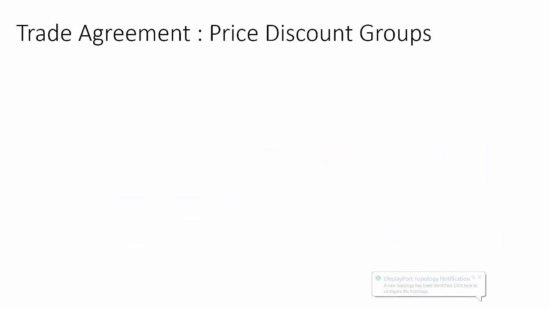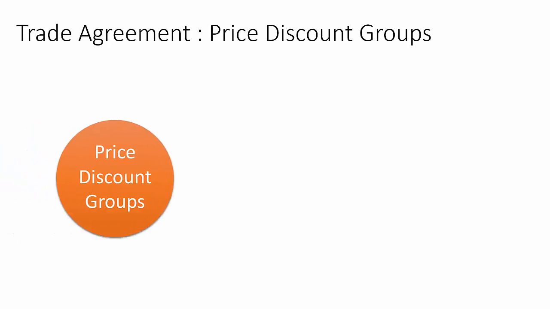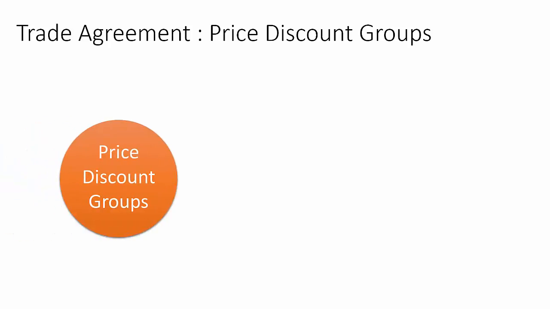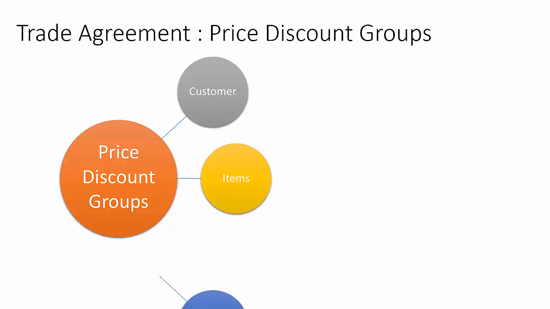We can set up trade agreements by using the price discount groups to group customers, vendors, and items for a price or discount. There are three types of price discount group. Customer price discount groups, which are located under the sales and marketing module. Item price discount groups, which are located under the inventory and warehouse management module. And vendor price discount groups, which are located under the procurement and sourcing module.